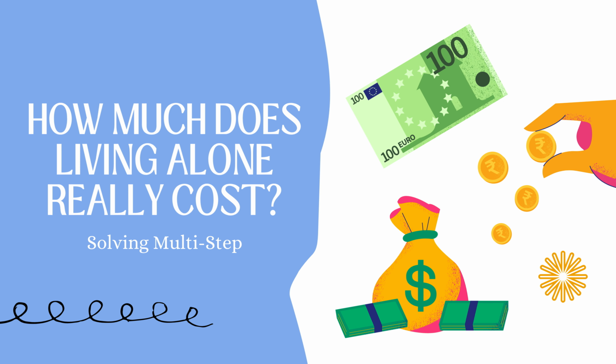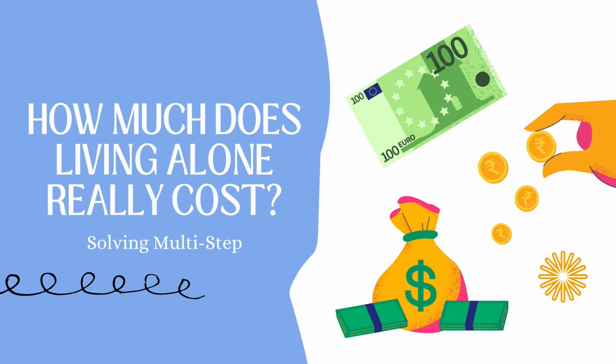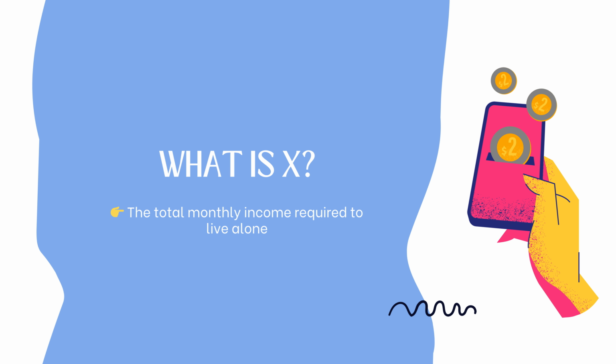Today, we're solving for X, where X is the exact monthly income you need, not just to survive, but to live alone without falling apart financially. There's a massive gap between the dream and the math.